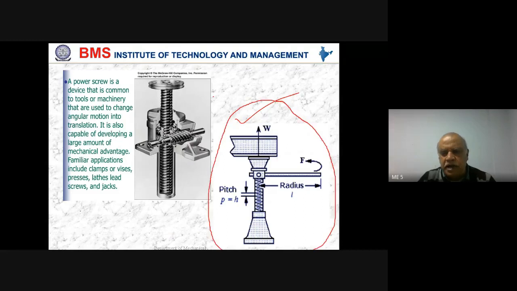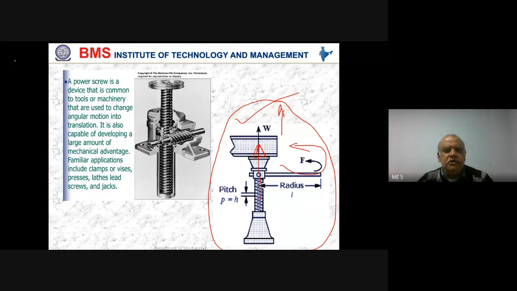Like a screw jack. So you give rotation through the handle, and the screw will start moving up along with the weight over there. That means this weight gets linear motion for the revolutionary motion that you give at the end of the handle. Is that okay?